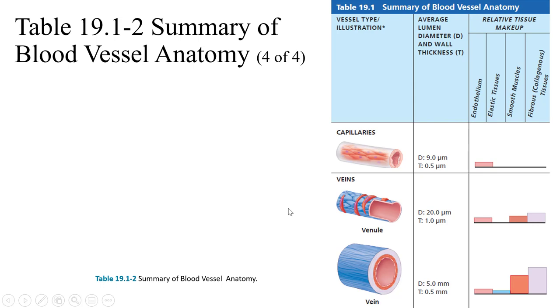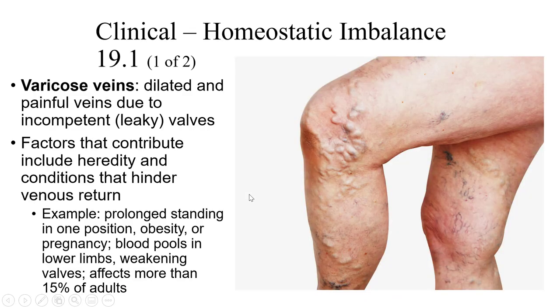So here is now a summary of all the blood vessels. This is just a continuation of what we did, and I think we had seen this. So let's take a look at the homeostatic imbalance. Varicose veins is very, very common. It's dilated, painful, and ugly to see, due to incompetent, leaky valves.